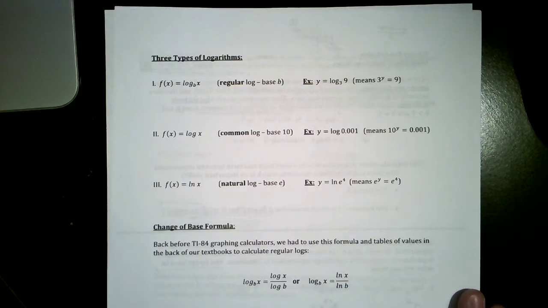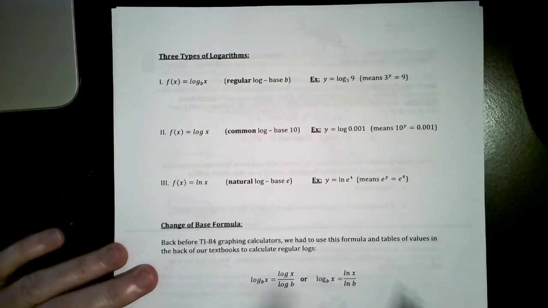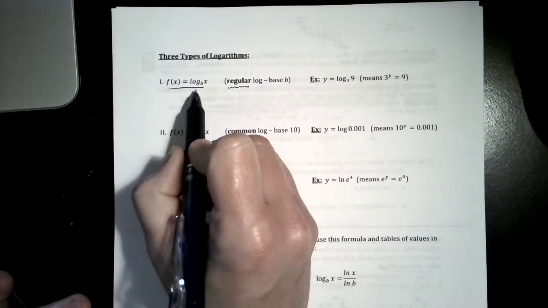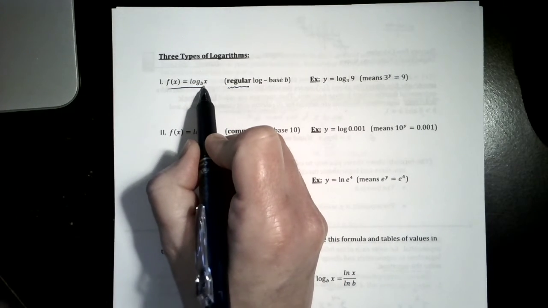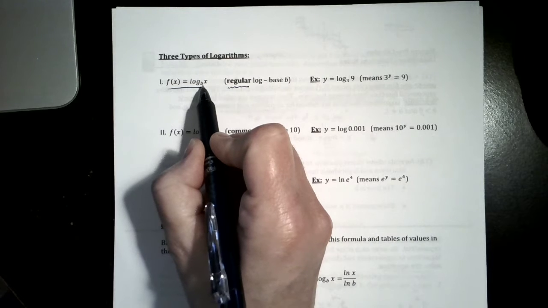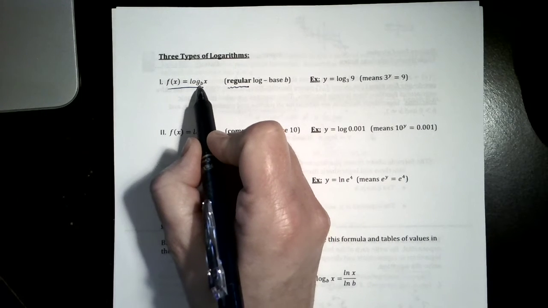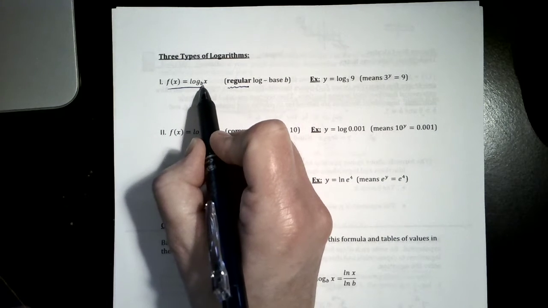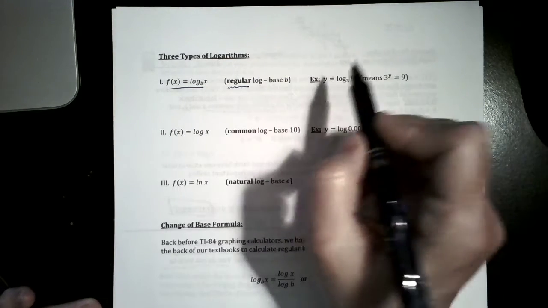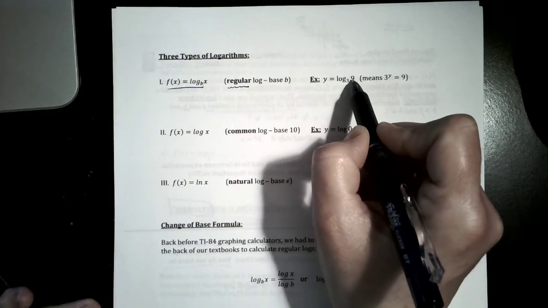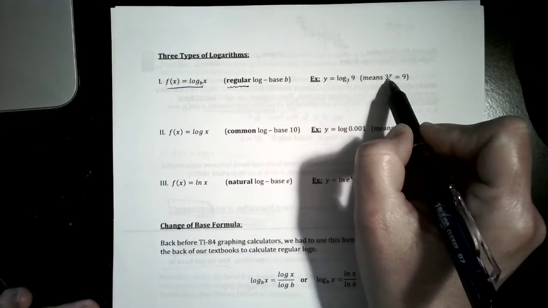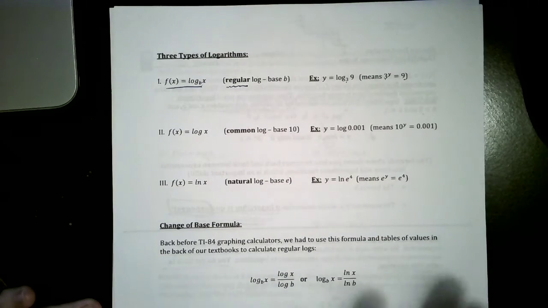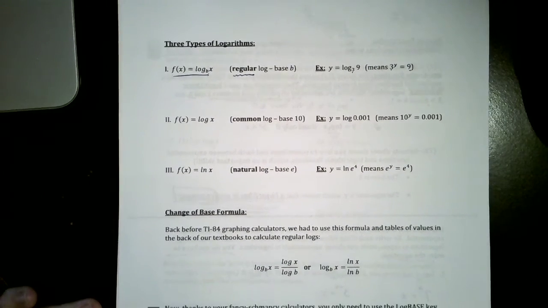Okay, so there are three types of logarithms. We have this first kind, which is called a regular log. Its base is b. It could be 2, it could be 3, it could be 72, it could be a half, it could be 2/3. It could be anything as long as it's positive and not equal to 1. Okay, they're called regular logs. So if we had y is equal to the log of 9 to the base 3, that means that 3 to some power has to equal 9. That's pretty easy to solve, but we're going to hold off on solving until later.